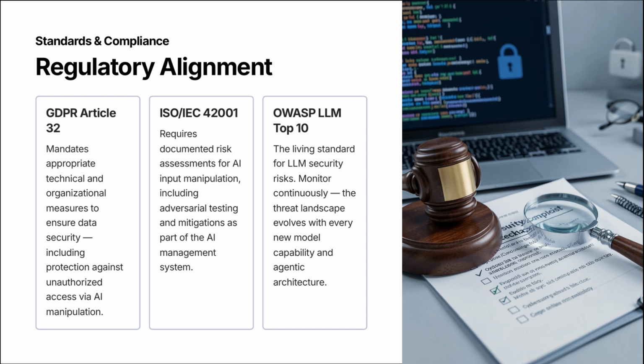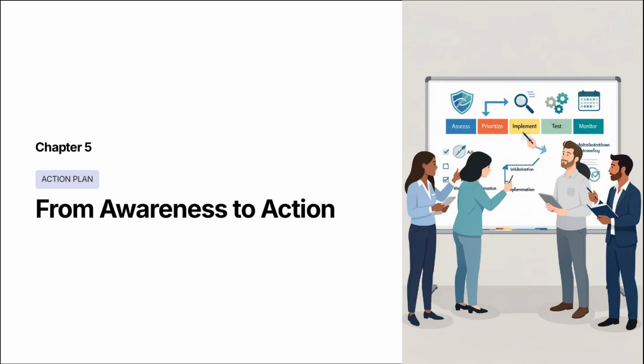That means organizations should evaluate these risks explicitly, test for adversarial behavior, and define mitigations as part of their AI management system. The OWASP LLM Top 10 is a practical reference point for current LLM security risks. Because this space changes quickly, it should be treated as a living standard that teams review continuously as models, tools, and agentic patterns evolve. Chapter 5 is where we turn awareness into action.